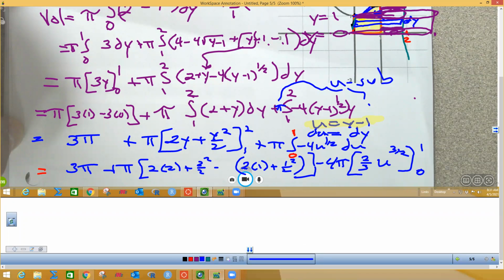Right here, when we're not doing definite integrals, we would stick that y minus 1 back in for the u, right? And if you can't put the y minus 1 back in for the u, then you have to take your 0 and 1 and go back to the y world and go back to 1 to 2. Any thumbs up on what I'm saying? You can do that. It takes longer, but you can do that.